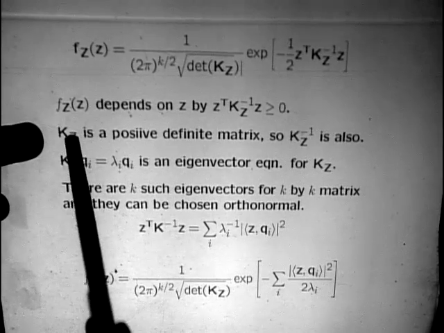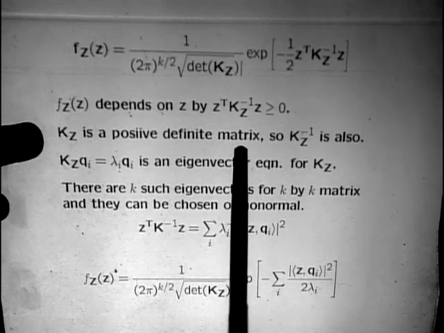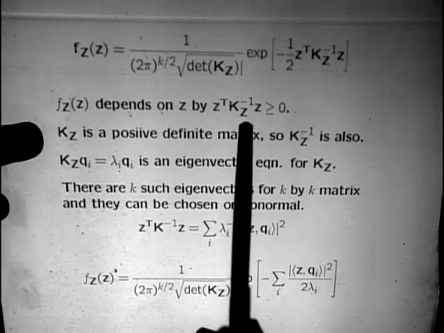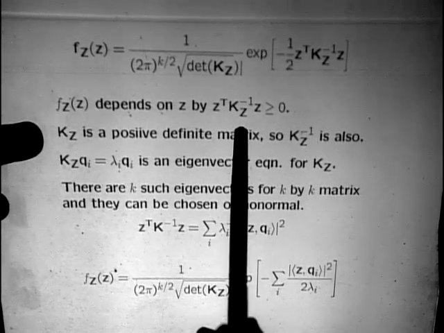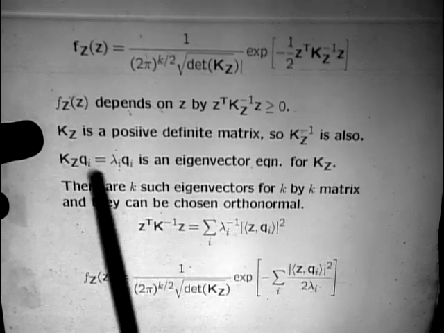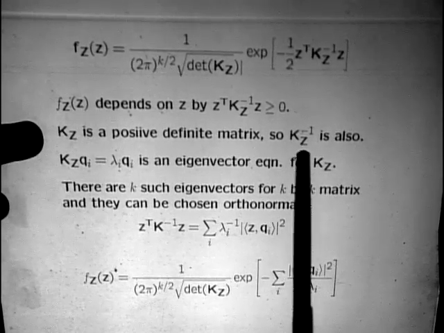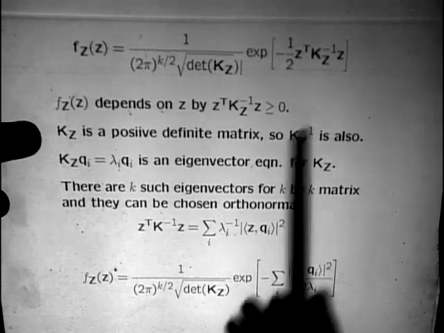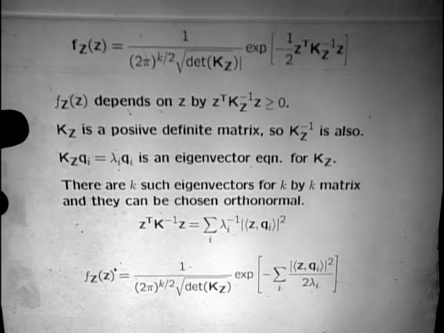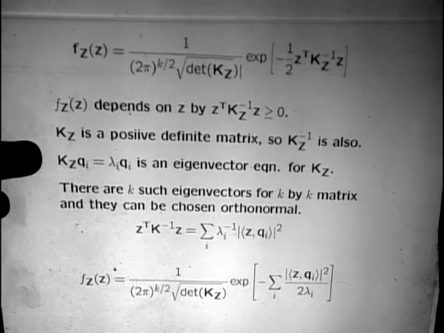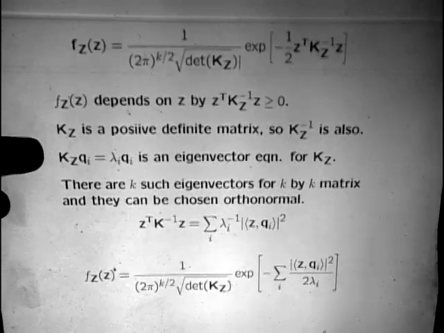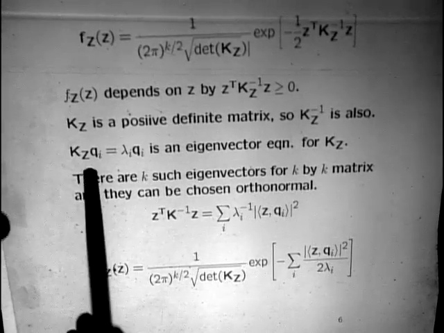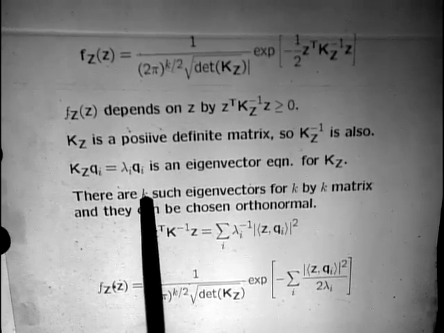So anyway, K sub z is always non-negative definite. Here it's going to be positive definite because we've already assumed that the matrix A was non-singular, and therefore the matrix K_Z has to be non-singular. So this has to be positive definite, so it has an inverse. K sub z to the minus 1 is also positive definite, which means this quantity is always greater than 0 if z is non-zero. You can take these positive definite matrices and you can find eigenvectors and eigenvalues for them.